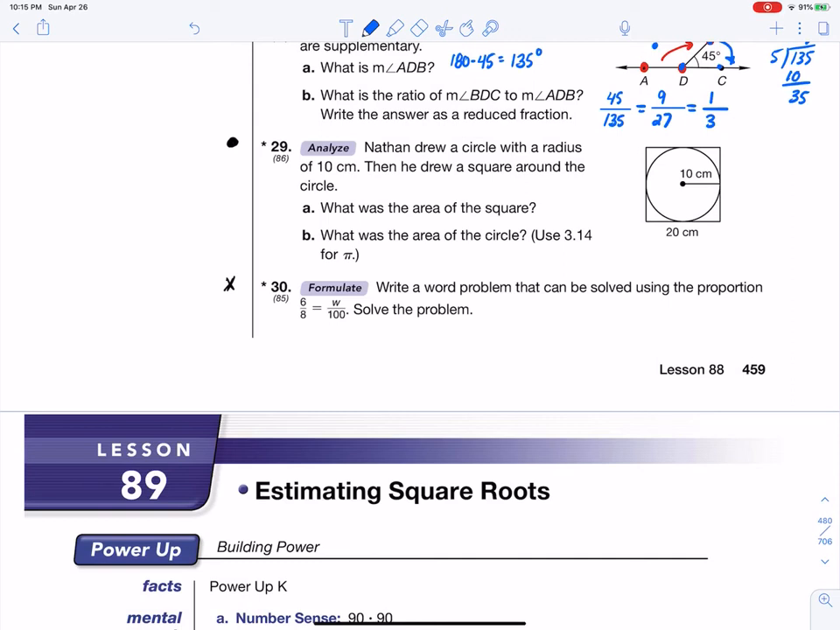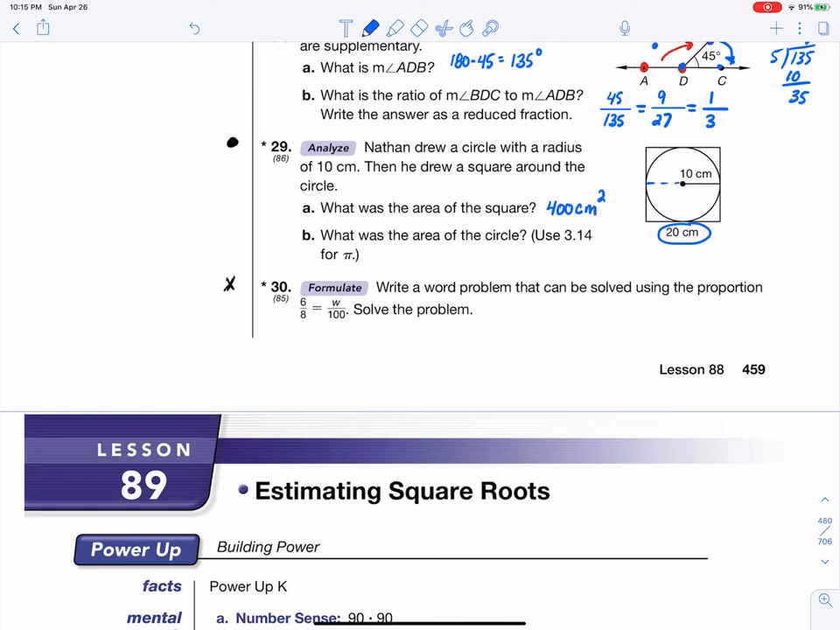Number 29, Nathan drew a circle with a radius of 10 centimeters, and he drew a square. What is the area of the square? Well, the square is 20 on the sides, or in other words, it's the same as the diameter, isn't it? So 20 times 20 would be 2 times 2, which is 4, and then 2 zeros, so that's 400 centimeters squared.